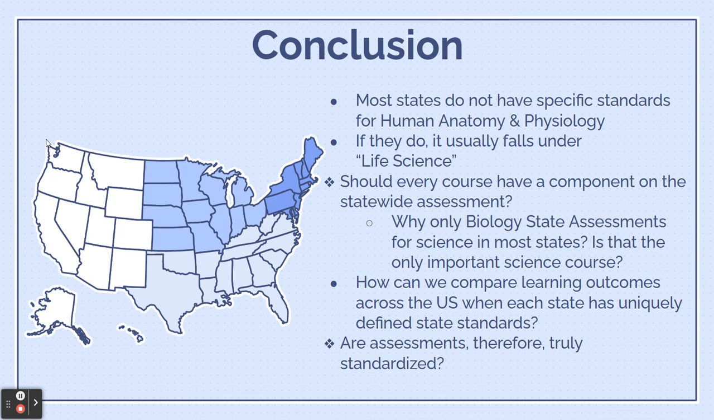That's my question. How can we compare learning outcomes across the United States when each state has its own uniquely defined state standards? Are assessments, therefore, truly standardized? We cannot compare Georgia to Florida to California because the goal and the outlook for each of these states, what the kids are supposed to learn for each of the subjects, is different. So how can we compare Georgia to Florida on a state assessment, because it is not national? The standards are not national. And if they're not, how can we do a full comparison?